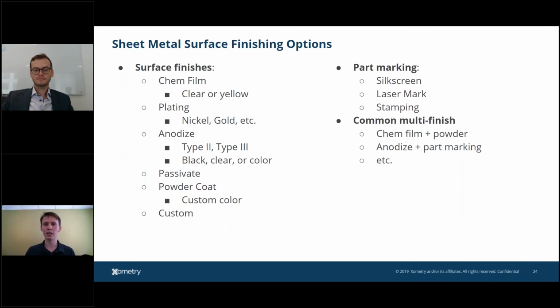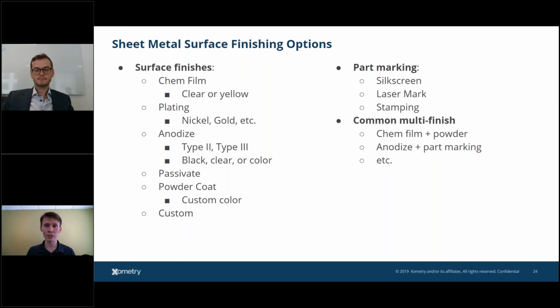Metals are metals. So very often I see chem film parts. We do see some plated parts. A lot of powder coat in sheet metal, so that's just one click away. Anodization, even color anodize, is very common, and of course all those part markings. So silk screening, laser, stamping, we can do all that.